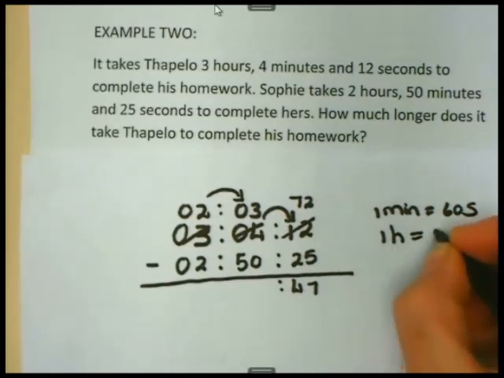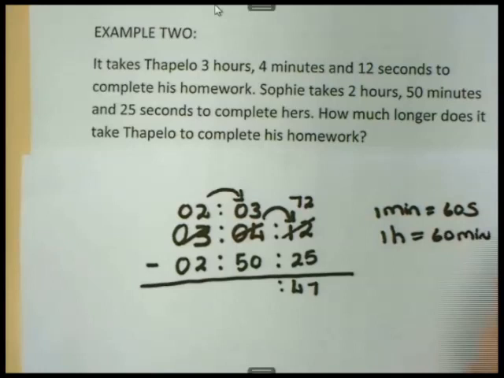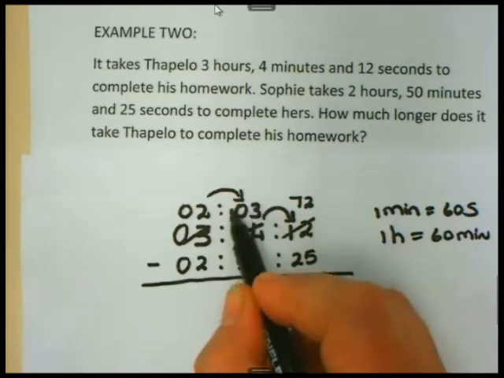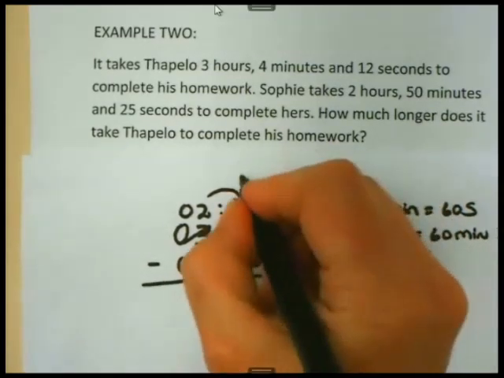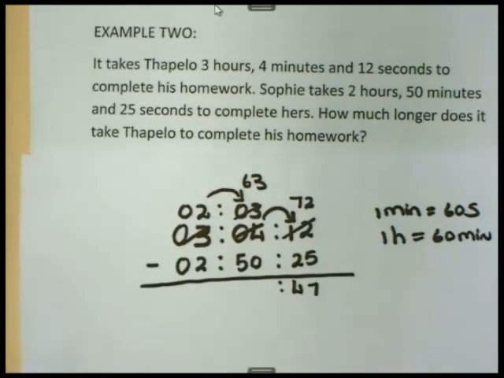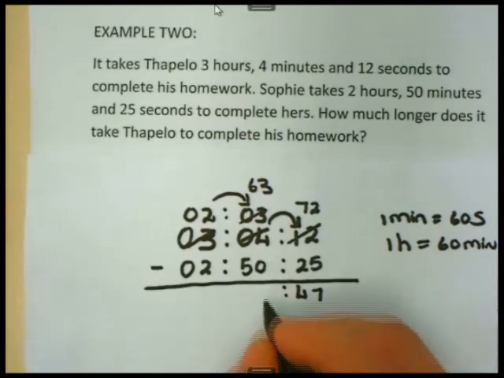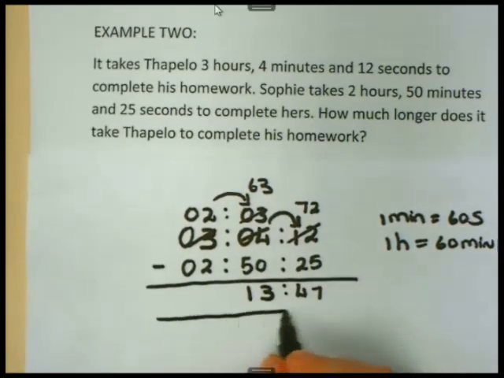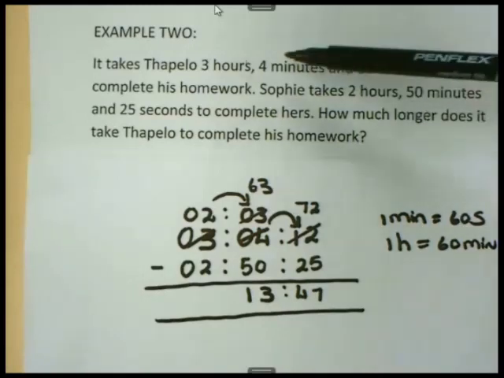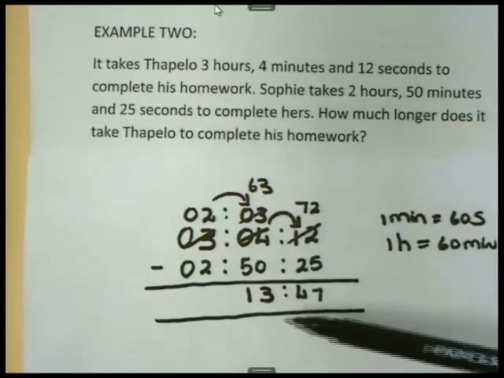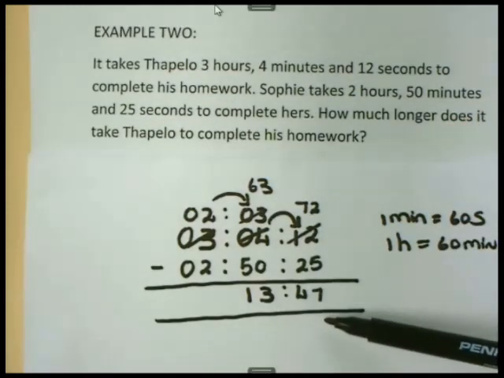1 hour is the same as 60 minutes. So what I take over, in fact, is 60 minutes. But I already have 3 minutes here. So this 3 minutes now becomes 60 plus 3, 63 minutes. If I subtract now the 50 from the 63, I can say 0 from 3 is 3, 5 from 6 is 1. So the difference between 3 hours, 4 minutes and 12 seconds and 2 hours, 50 minutes and 25 seconds is 13 minutes and 47 seconds.